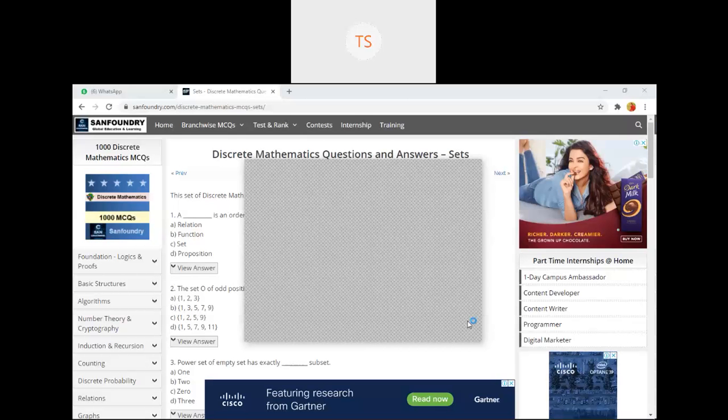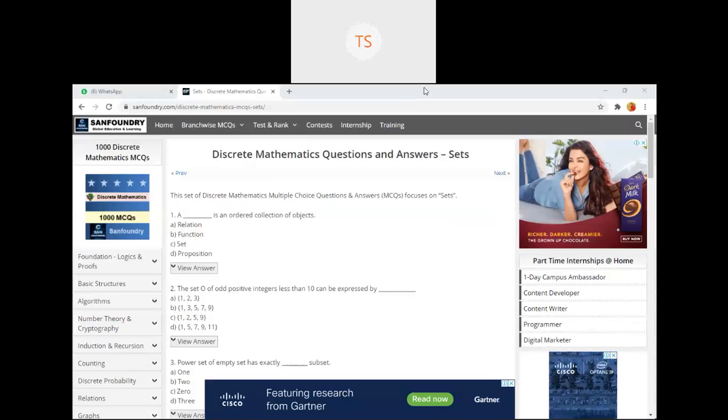Here in set theory, we have discussed the definition of set. Then we have discussed the empty set, what is an empty set, singleton set, power set, universal set. All these concepts we have done in our previous classes. So based on those concepts, today we will discuss some MCQs.